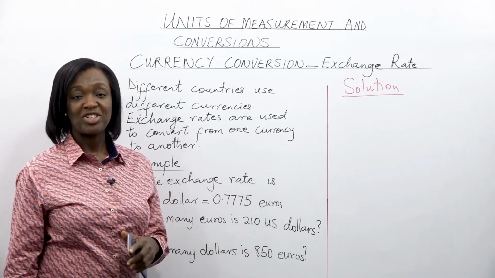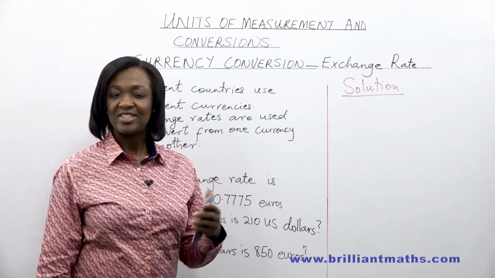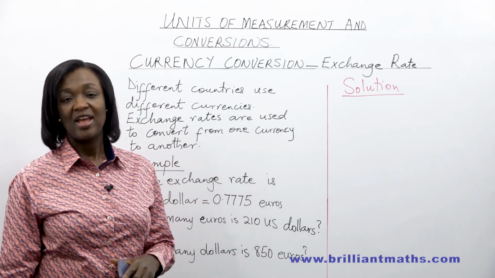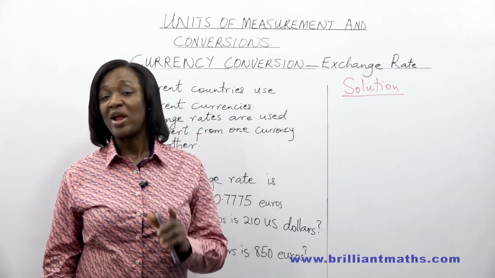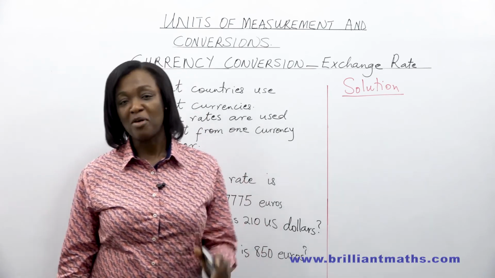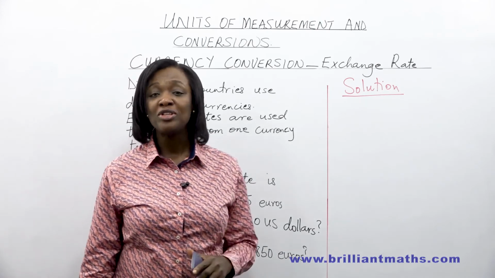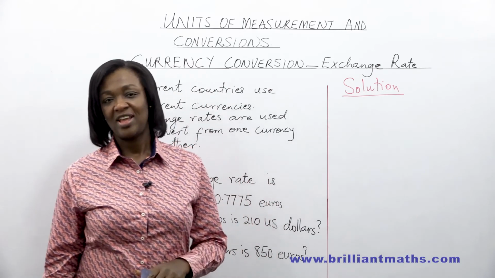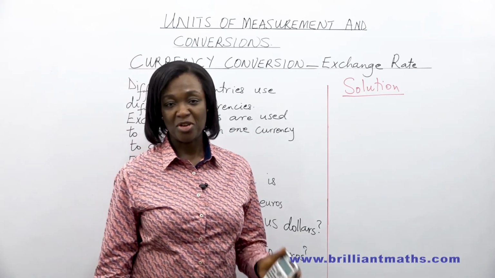Let's look at currency conversions. Different countries use different currencies. For example, in South Africa, we use the rand, and 100 cents make a rand. In Ghana, we use the Ghana cedis, and 100 pesos makes 1 Ghana cedi. In Nigeria, we use the naira, and 100 kobo make a naira. In the United States of America, we use the dollars, and 100 cents makes $1. In Europe, we use the euro, and 100 cents makes a euro.